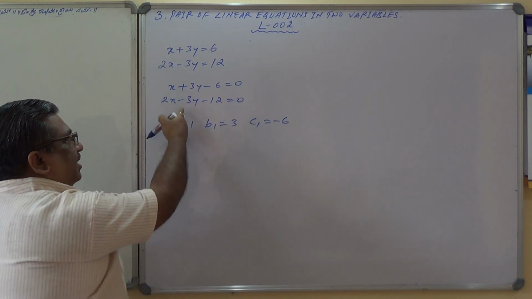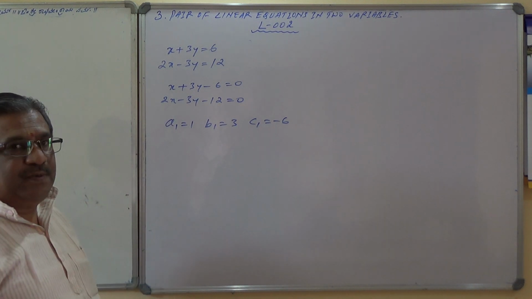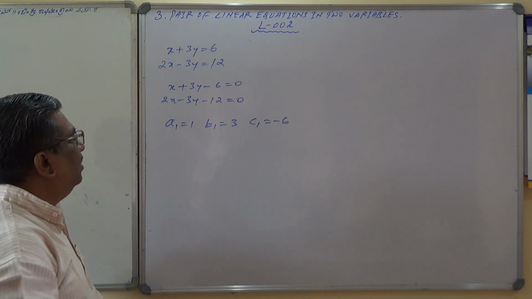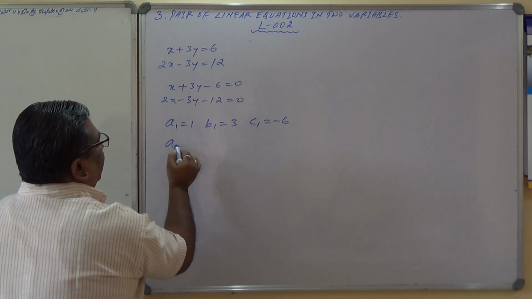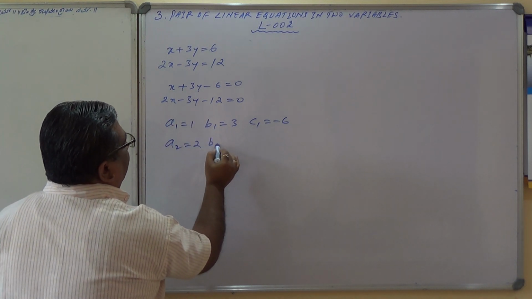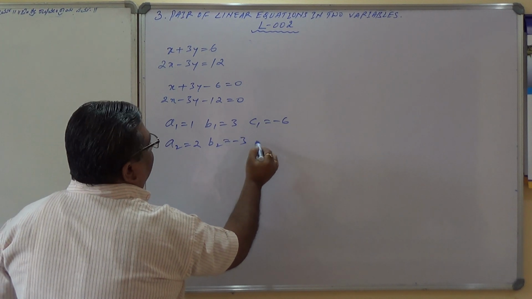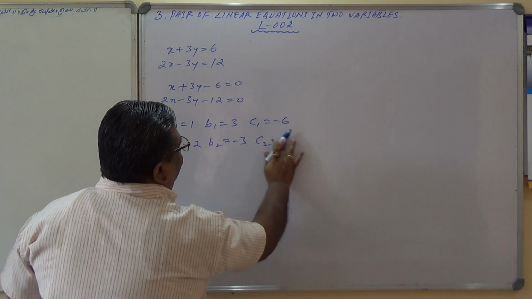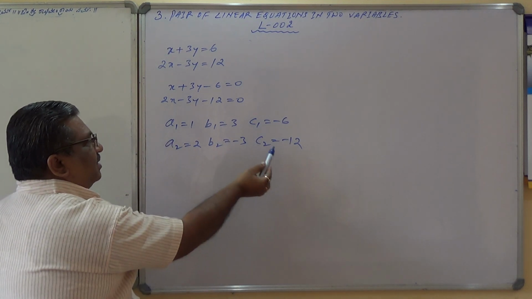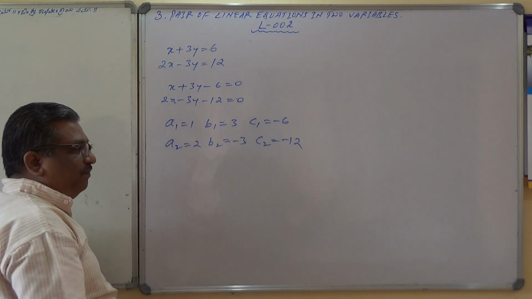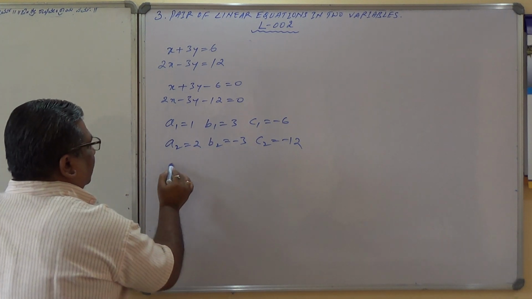Similarly, comparing the second equation with a2x plus b2y plus c2 equals 0, I can populate the values of the coefficients: a2 equals 2, b2 equals minus 3 and c2 equals minus 12. Note down the negative signs for the values, important. Now let me take the ratios.